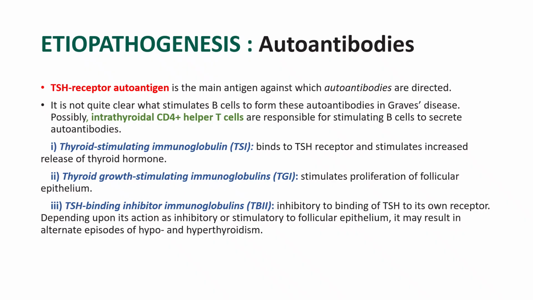Thyroid growth stimulating immunoglobulins, TGI, stimulate proliferation of follicular epithelium, and TSH binding inhibitor immunoglobulins, TBII, inhibit the binding of TSH to its own receptor. Depending upon its action as inhibitory or stimulatory to follicular epithelium, it may result in alternate episodes of hypo and hyperthyroidism.